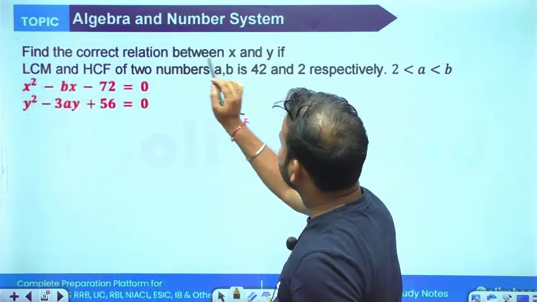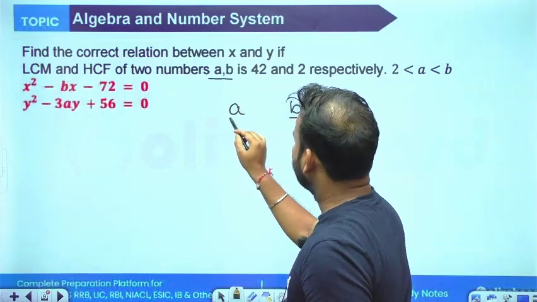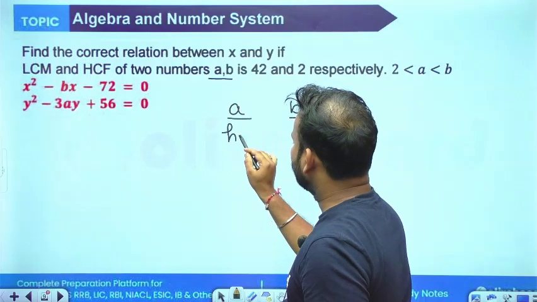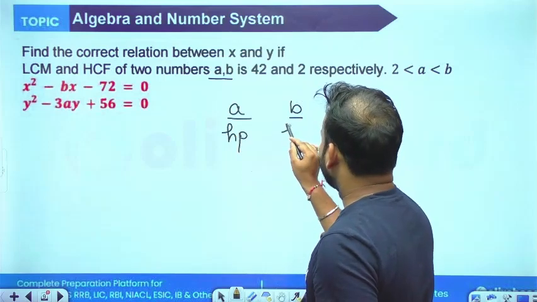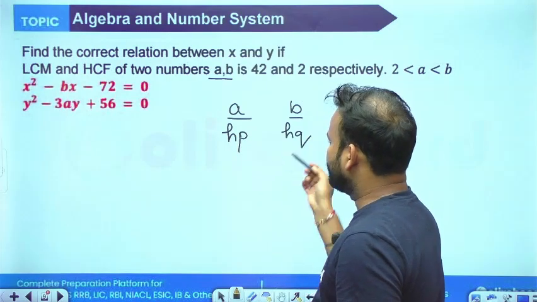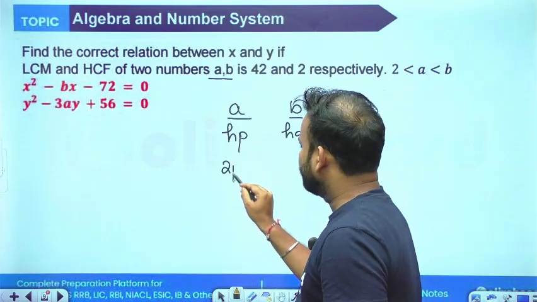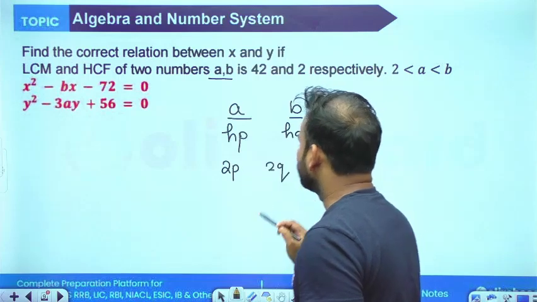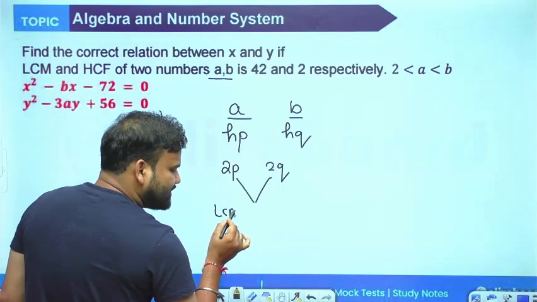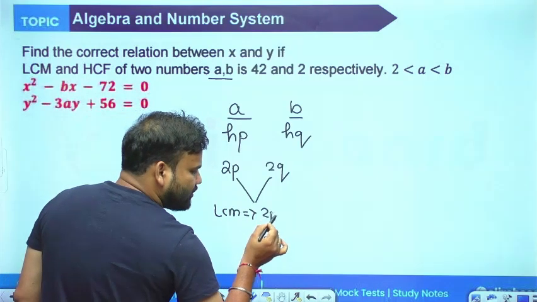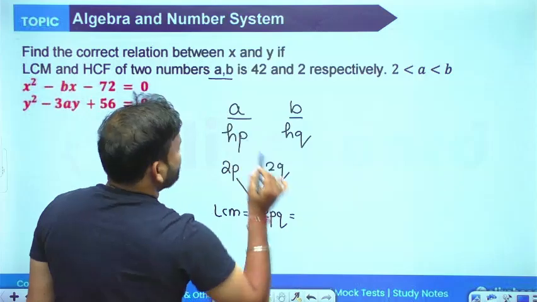LCM and HCF of two numbers A and B. These are the numbers. So LCM will be H into Q. So P and Q, where H is the HCF, that is 2. So 2P and 2Q are the numbers. And what is the multiple of both the numbers? The LCM of both the numbers will be 2PQ, which is equal to 42.